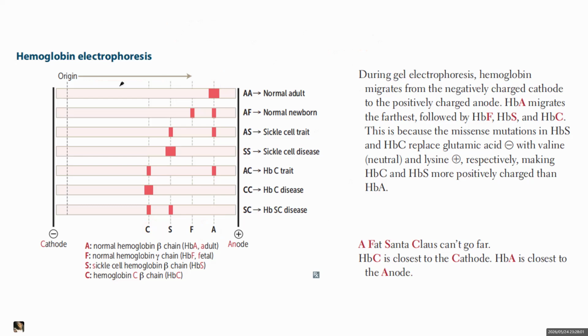So over here, this is the chart that you're actually looking at. Okay, the first one is AA, which means the normal adult. You have to remember that. In the normal adult, the main hemoglobin is hemoglobin A. And whenever you see a strong band at the A position, over here you see that this is the A position, and this is very strong.